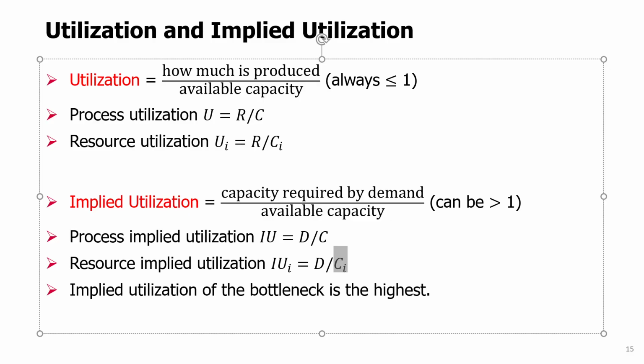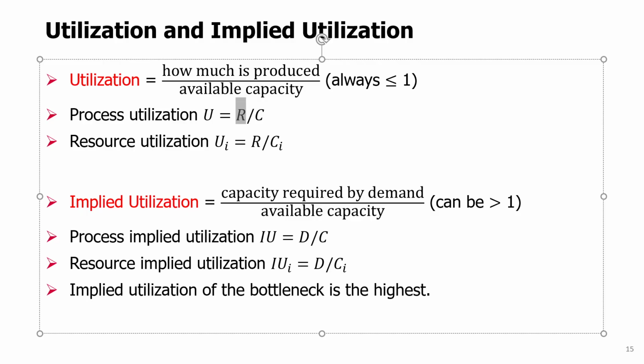The interesting thing is that the utilization will never be more than 1. The reason for this is that capacity is maximum possible flow rate. So flow rate can never be higher than capacity. At best, they can be equal, in which case utilization is 1. But if utilization is less than 1, we underutilize the process or a resource.